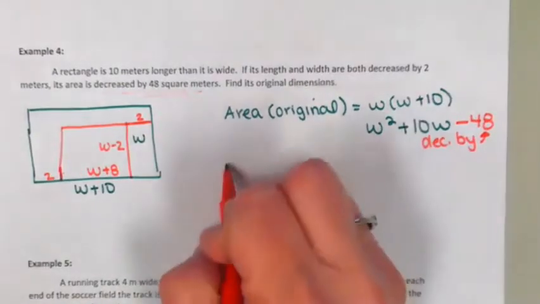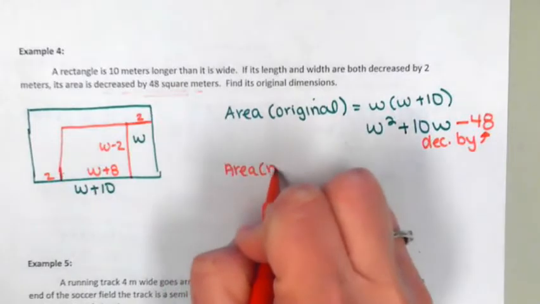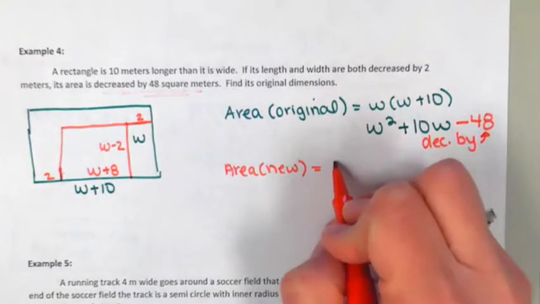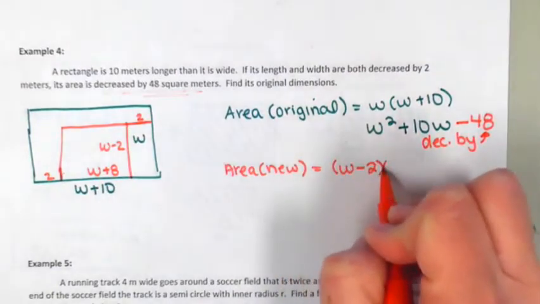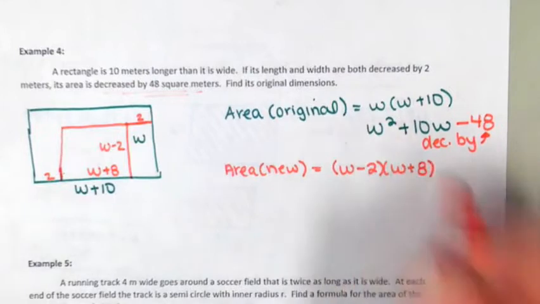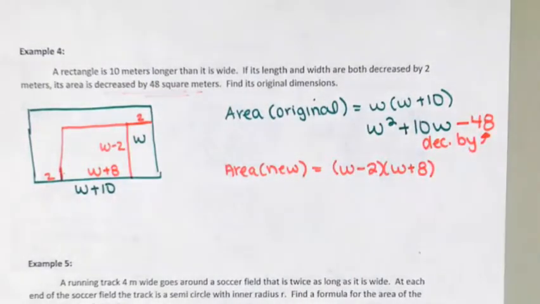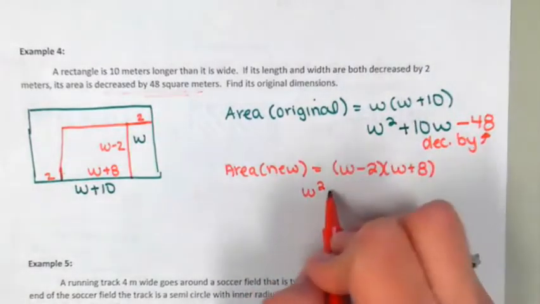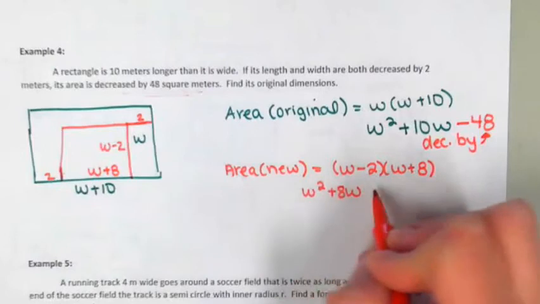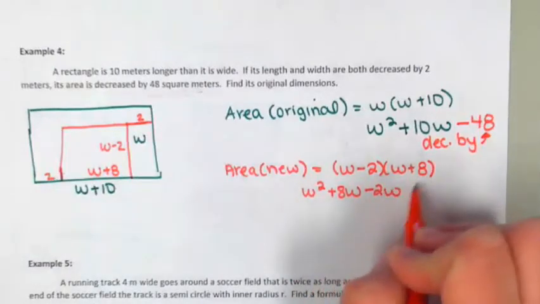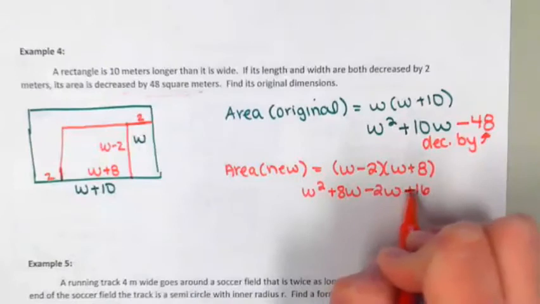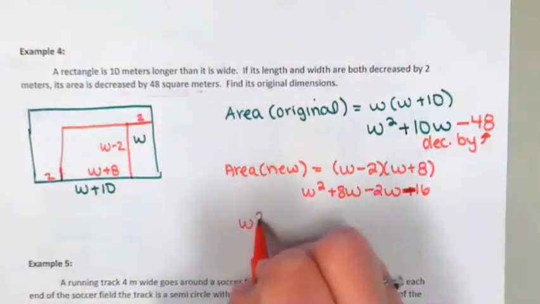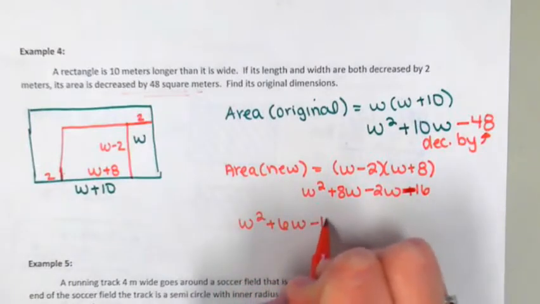Okay, now can we find the area of my new rectangle? What are my two length and width? W minus 2 and W plus 8. So let's go ahead and FOIL that. W times W is W squared, W times 8, negative 2 times W, and negative 2 times 8, negative 16. All right, what's 8W minus 2W? All right. You guys okay with that?